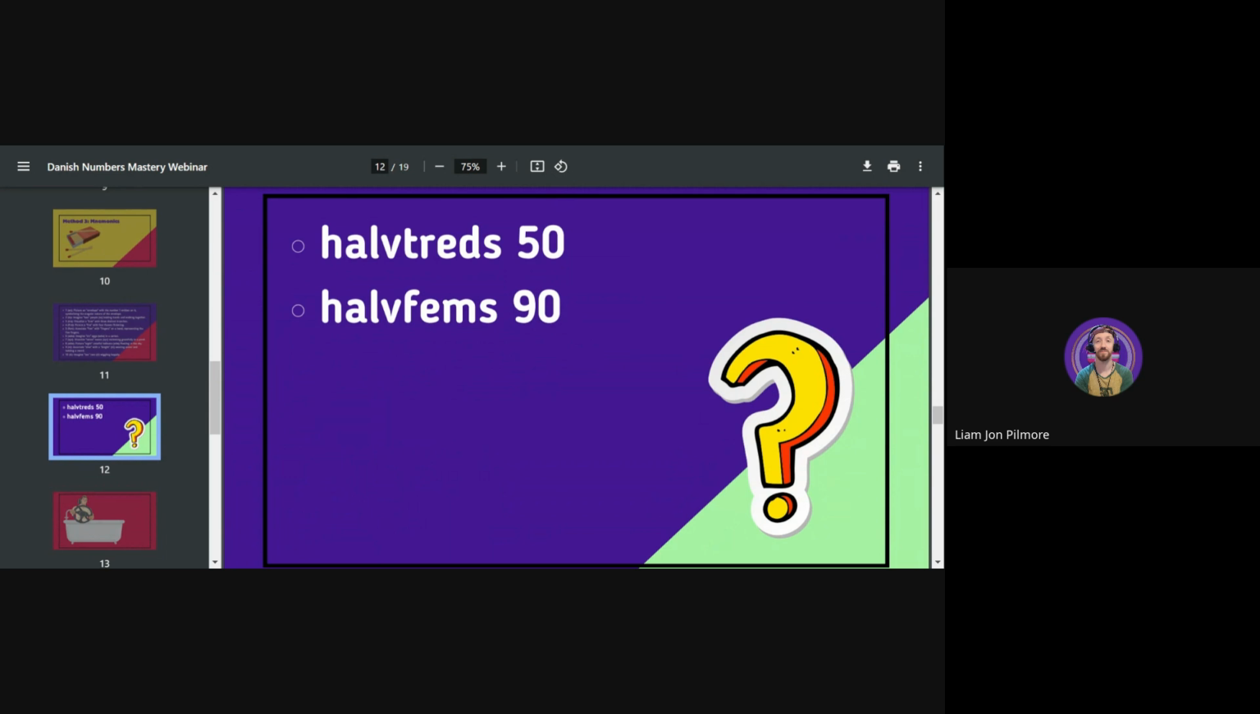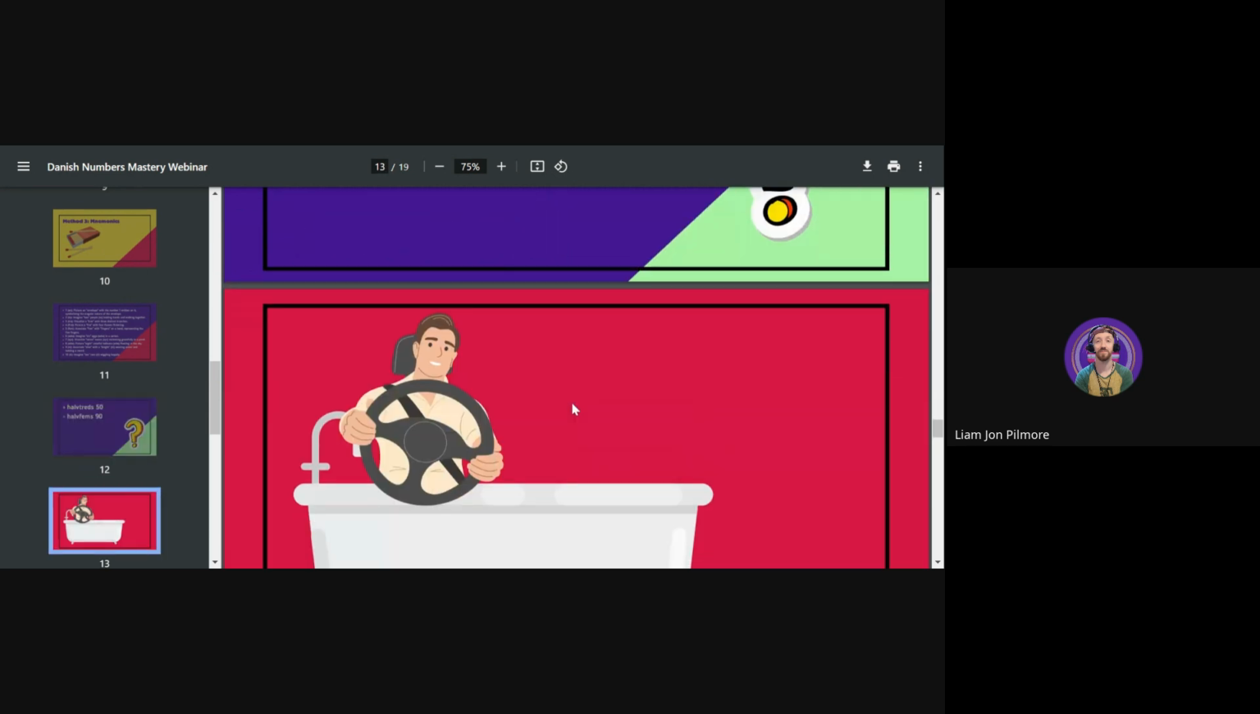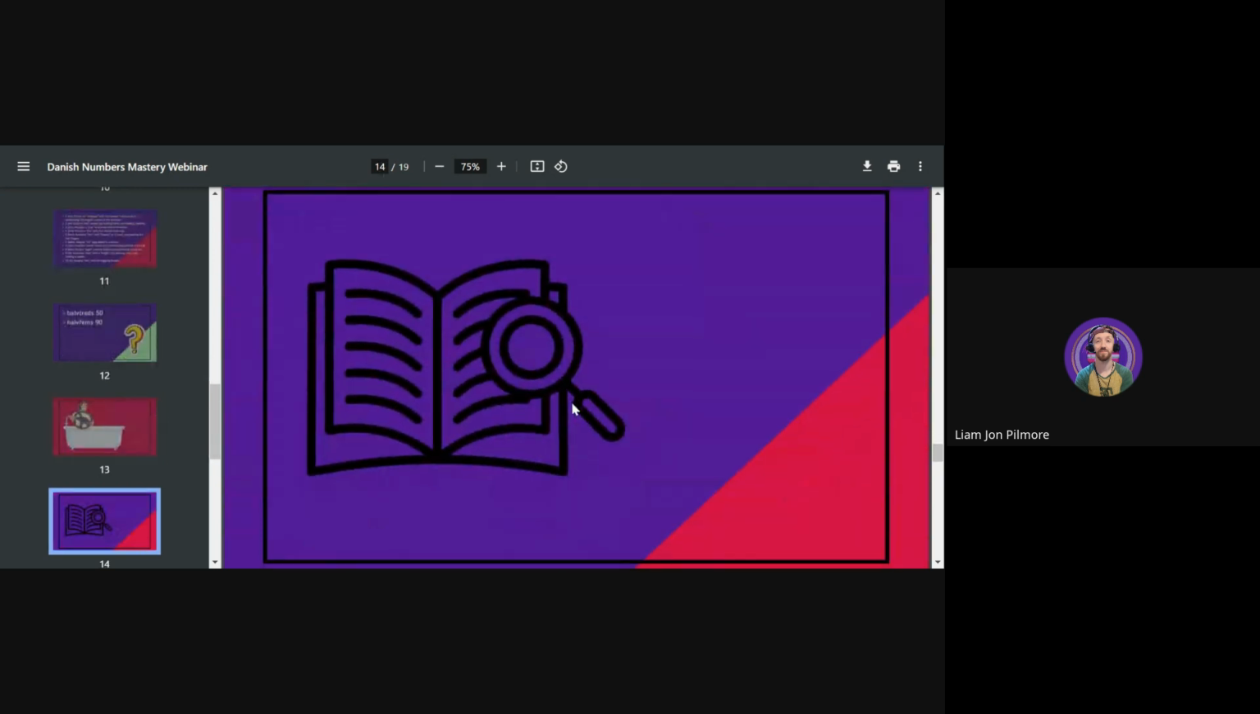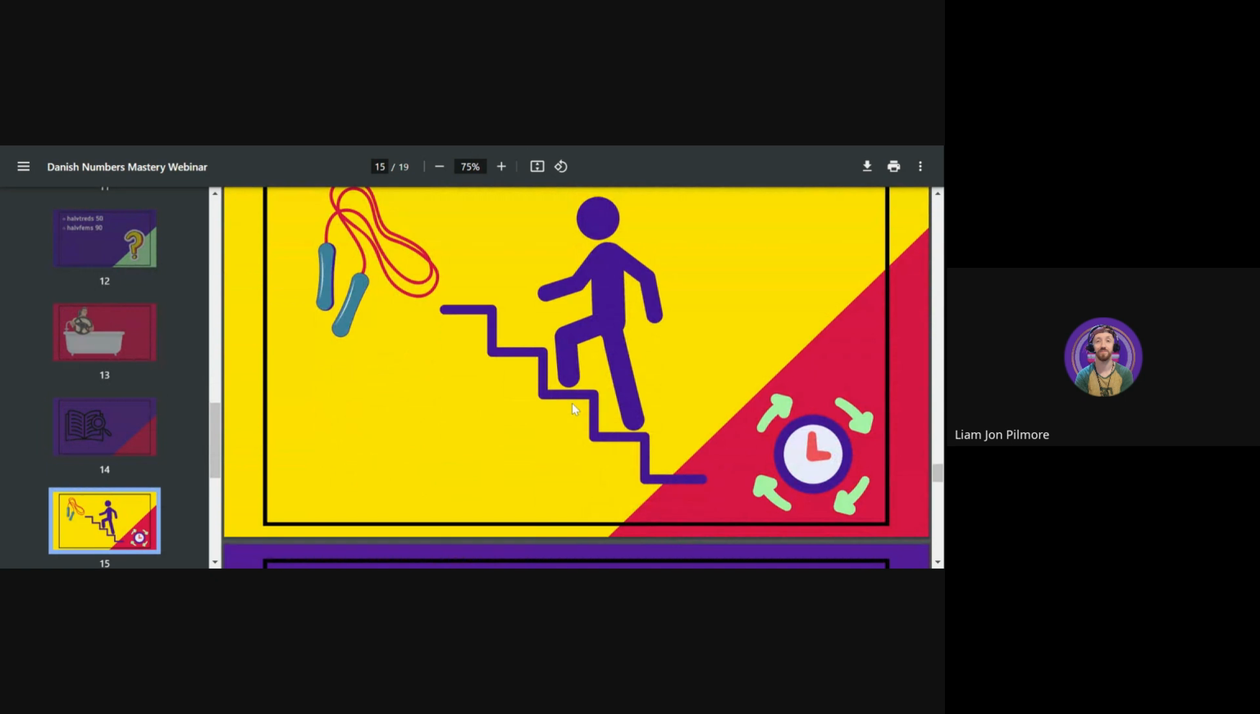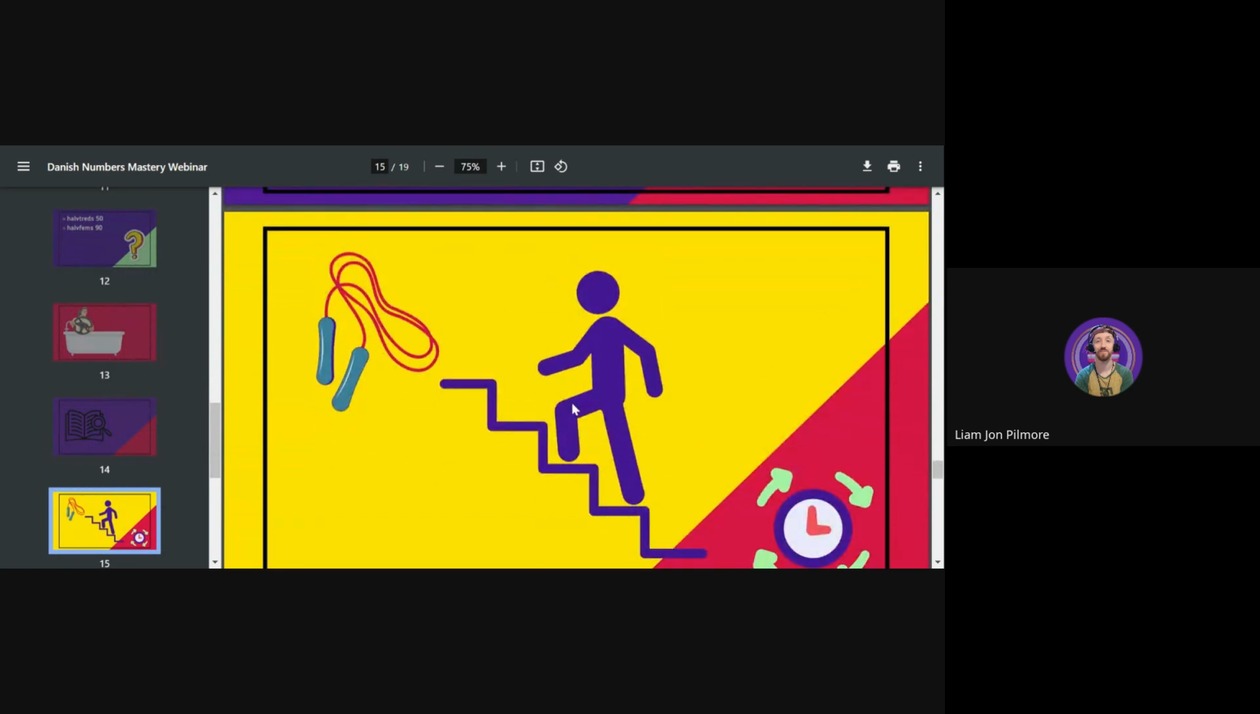So we've had the chunking, the memory palace, and mnemonics. The last one is simply just repetition. And there's some other specific examples that I like to use and to do in my life, which is how do I get numbers into my everyday life without it feeling like I need to sit down and study? Because that can also be a challenge.